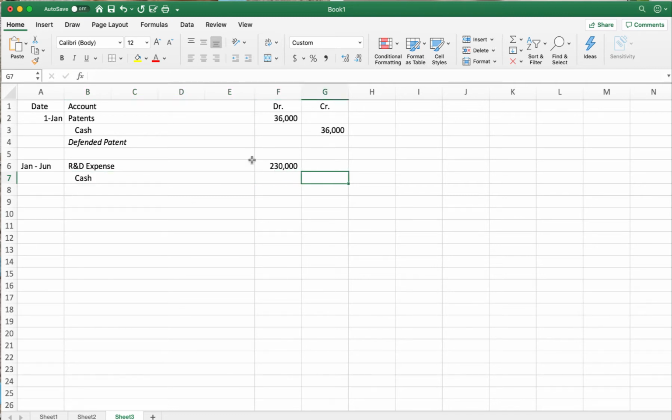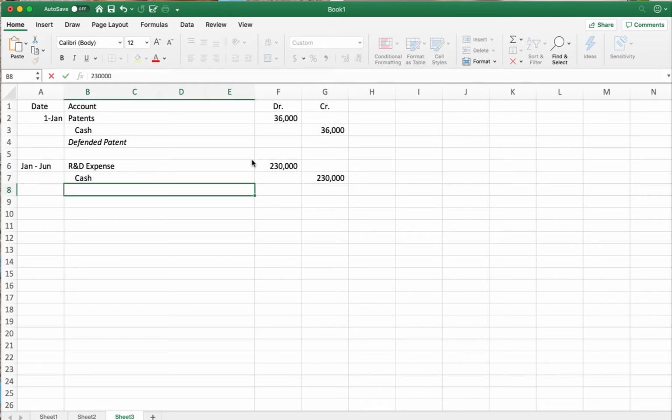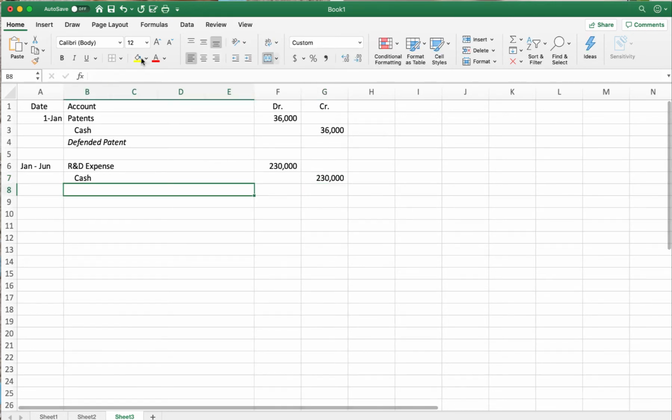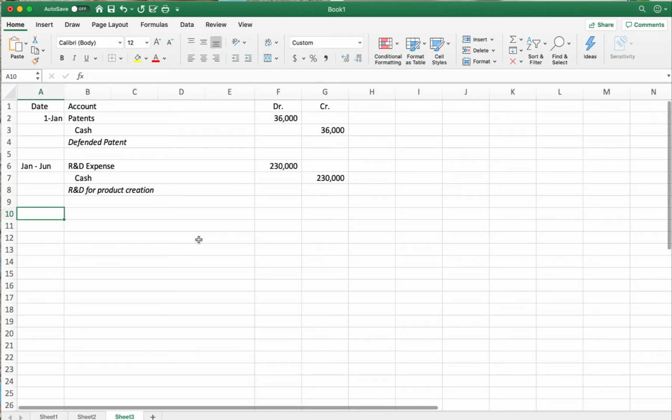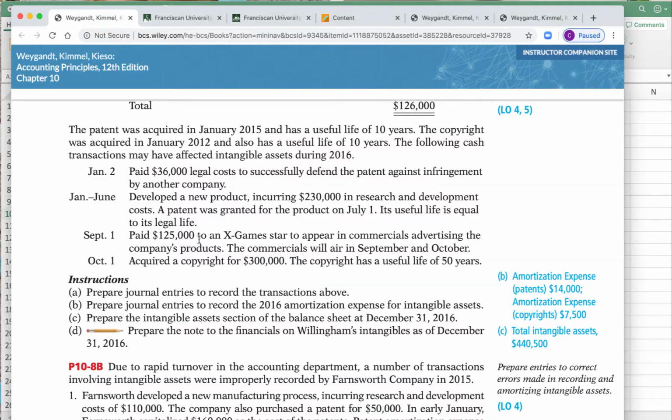Cash, $230,000. Okay. What do we do? R&D for product creation. I don't care what you put, as long as you know what it is, right? Hey, this is an R&D expense for the product we created. If we knew what the product was, we could put that in there. Okay. Remember, please, always skip a space between your journal entries. Makes it easier for me to read.